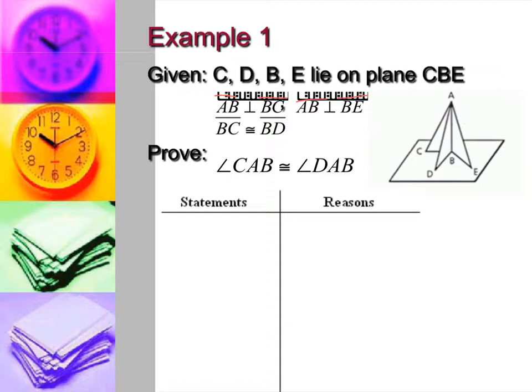Anyway, it says that C, B, D, and E all lie on plane CBE. It says that AB is perpendicular to BC, AB is perpendicular to BE. I know that BC and BD are congruent, and I want to prove that angle CAB is congruent to angle DAB. Okay, so I want to prove a couple angles up top there. It's a little hard to notate them.